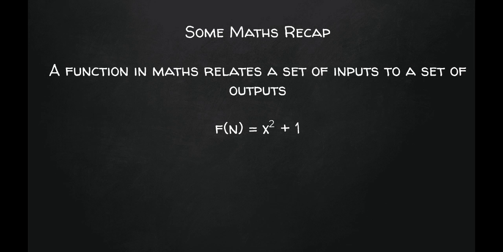A function in maths relates a set of inputs to a set of outputs. So if we look at this expression here, f(n) = n squared plus 1, the f and the n in the brackets denote that it's a function, and n is what we're going to be putting into that function. If you put in n being 1, 2, and 3, then the outputs would be: 1 squared plus 1 is 2, 2 squared plus 1 is 5, 3 squared plus 1 is 10. So for the set of inputs 1, 2, 3, we get 2, 5, and 10 as our outputs.